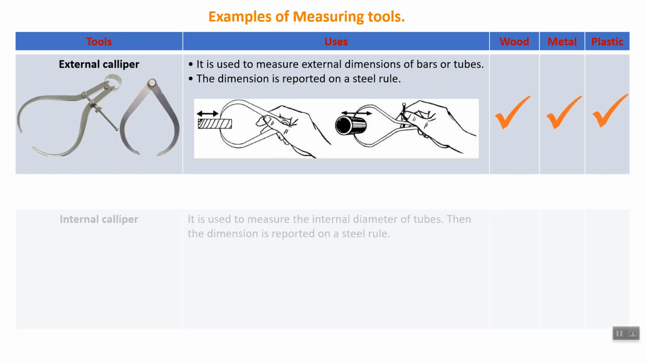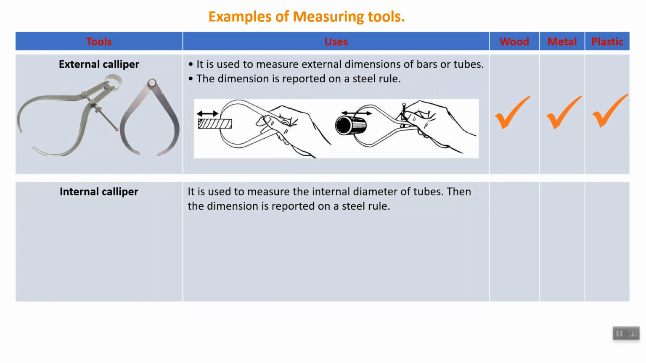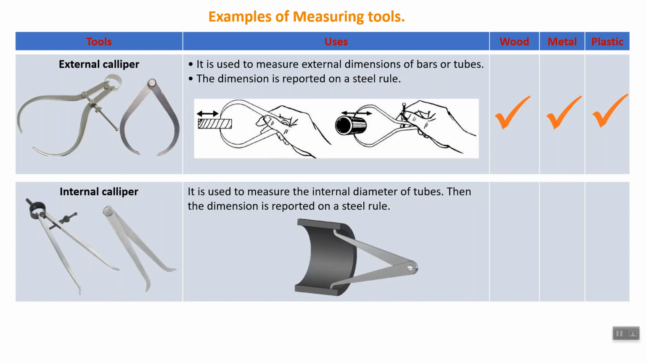We also have another type of caliper, which is called an internal caliper. It is used to measure internal diameters of tubes. The dimension is then transferred to a steel rule. These are two models of internal calipers. This is how we use an internal caliper. It is used on wood, metal, or plastic. It's not a compass. It looks like a compass, but it's not a compass. It's called an internal caliper.